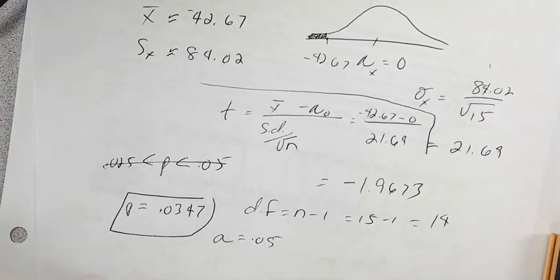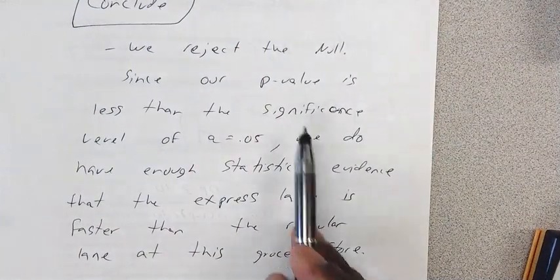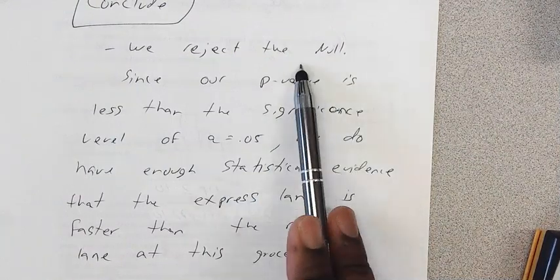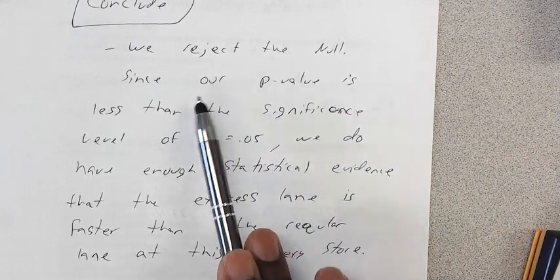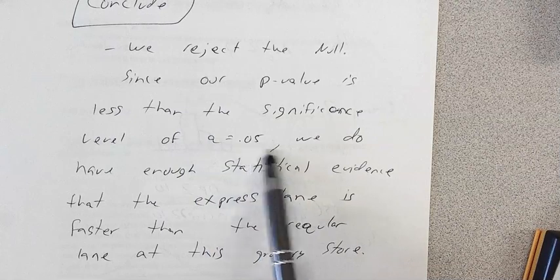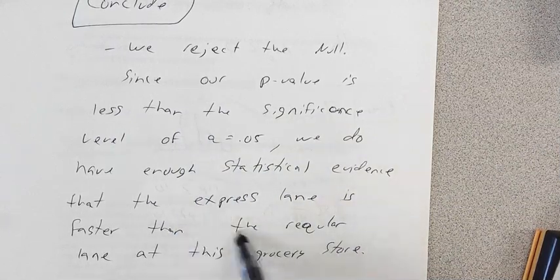And here's our conclusion. All right, conclude. We reject the null. And we've got to put this back in layman's terms. So instead of saying reject the null, we've got to explain it to someone else who hasn't taken statistics. Since our p-value is less than the significance level of 0.05, we do have enough statistical evidence that the express lane is faster than the regular lane at this grocery store.